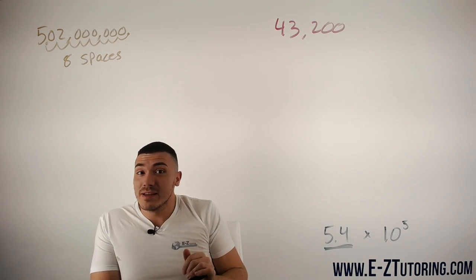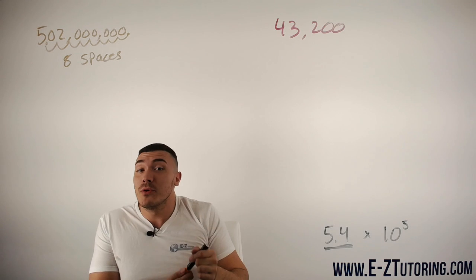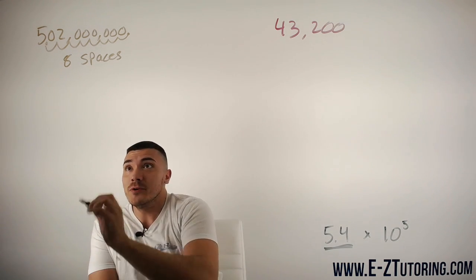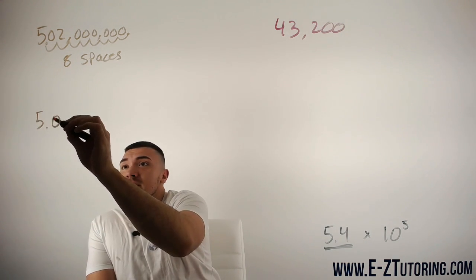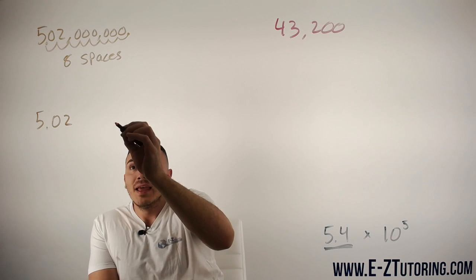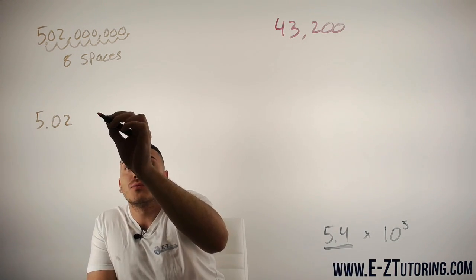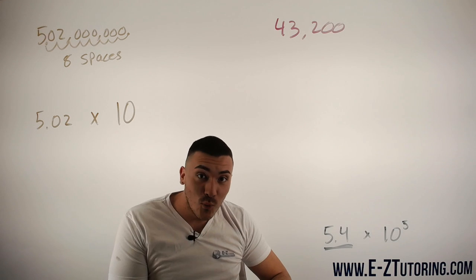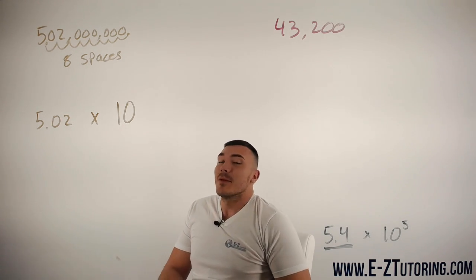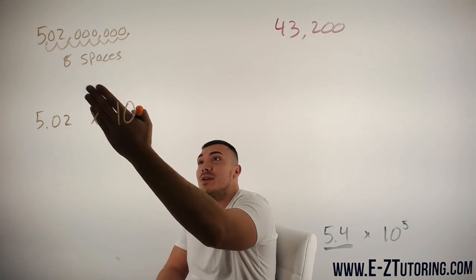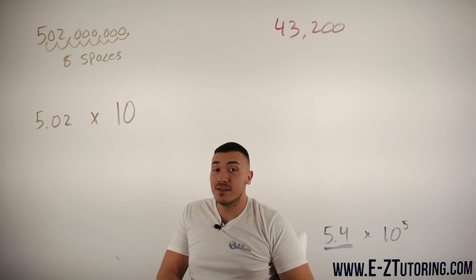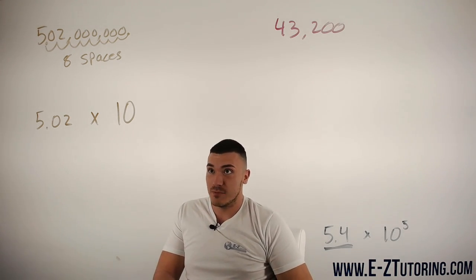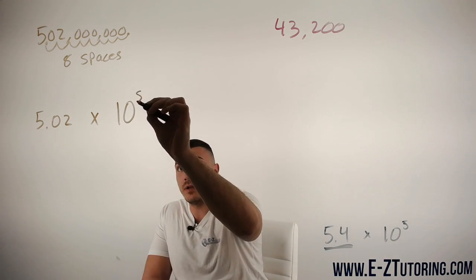So now we can start writing this in scientific notation. Our new number with our new decimal is 5.02. And of course, following scientific notation, we do times 10 to some power. Now the question is, what power? So the power is going to be your number of spaces. We just did a total of 8 spaces. So we put an 8 over here.